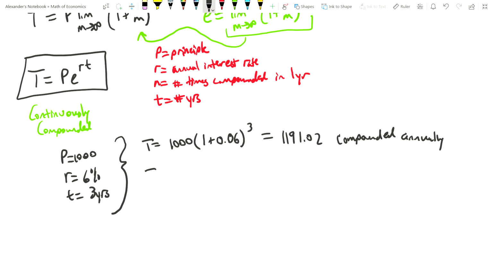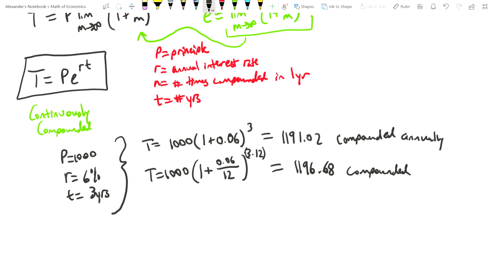Okay, now let's say we compound it monthly. What's this going to look like? Well, now our total amount is our original investment times 1 plus 0.06 over 12, and this is raised to 3 times 12, so in other words, to the 36th power. And I'll just do the calculation here real quick for you. This is going to be 1196.68. So a little bit more if compounded monthly.